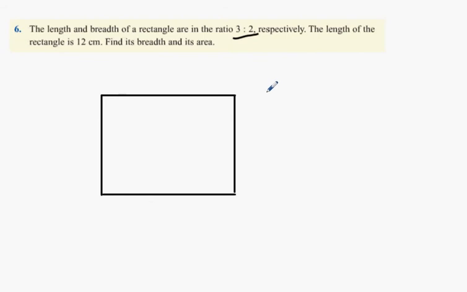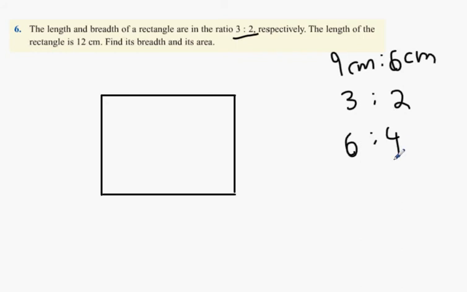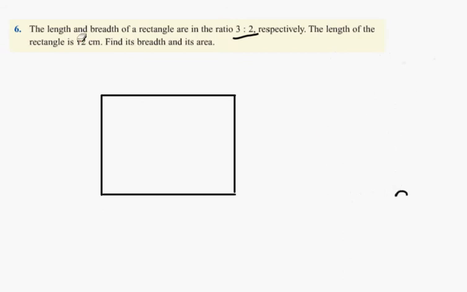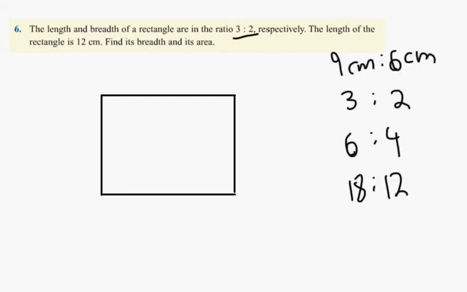9 is to 6 would be one, because for every 9 centimeters compared to 6 centimeters, that's in the ratio 3:2. Any other ones? 6 and 4. 6 to 4. And the other one could be 18:12. Okay. Now, the problem here is that I don't know which one it's going to be. So, I know that the length of the rectangle is 12. So, we could try and find the breadth and its area.